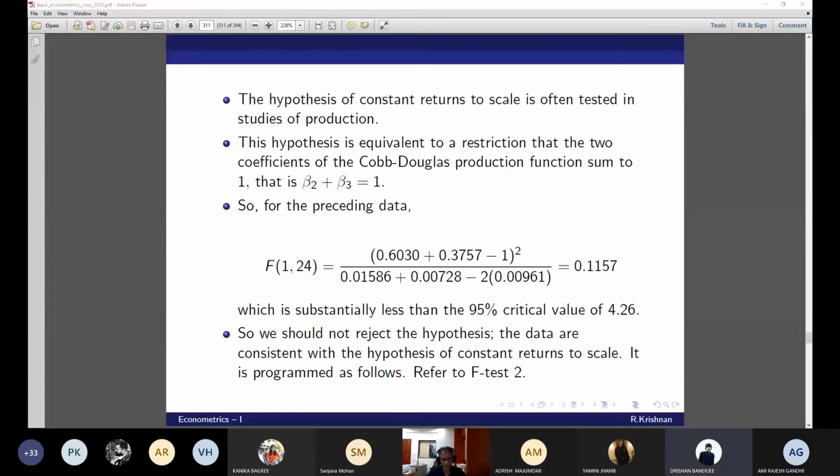Absolutely. So this is how, which is substantially less than the 95% critical value of 4.26, which is from the table that I sent you. So we should not reject the hypothesis. The data are consistent with the hypothesis of constant returns to scale. It is programmed as follows. Refer to F test 2.